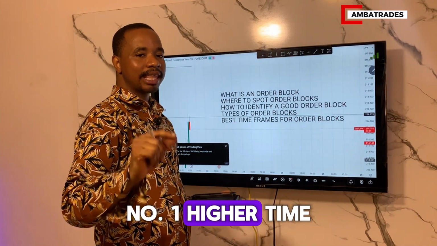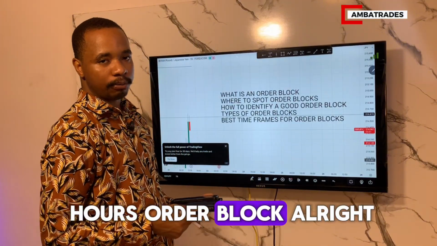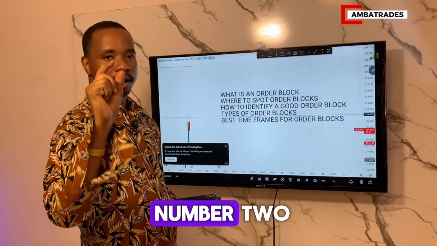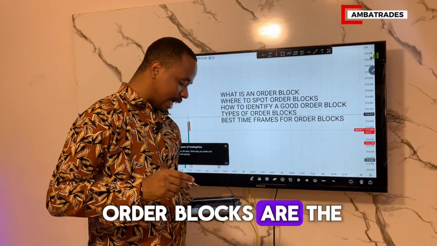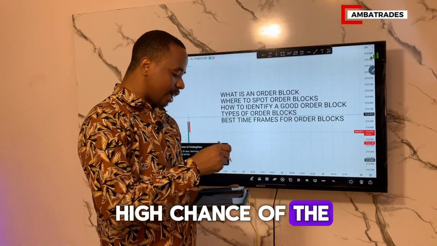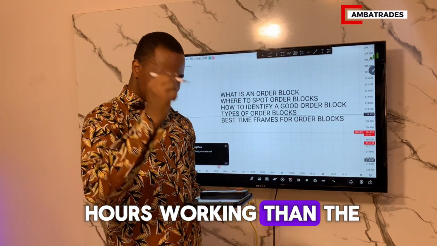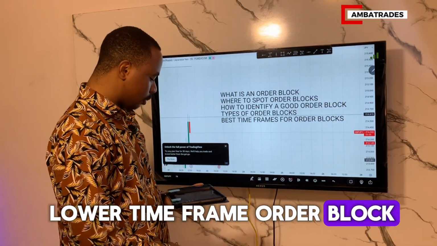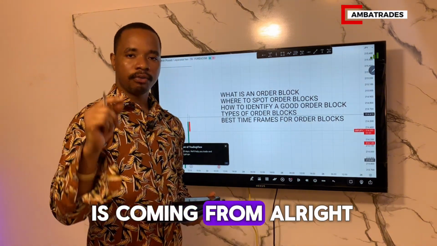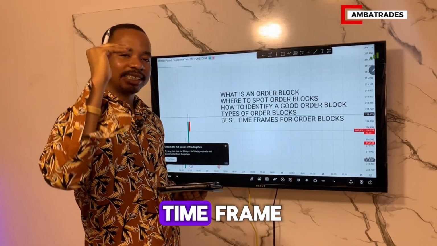Number one, higher time frame order blocks. I'm talking about a daily order block. I'm talking about 4 hours order block. These are your higher time frames. Now, we also have lower time frame order blocks, which is the number two. Lower time frame order blocks are the 15 minutes or the 5 minutes order block. So remember, there is a high chance of the higher time frame order block, which is the daily, 4 hour, 1 hour, and 2 hours, working than the lower time frame order block. It has the high chance of pushing the market back to where it is coming from. So you need to always look for your order blocks at a higher time frame.